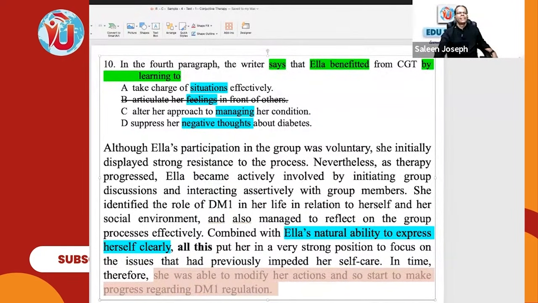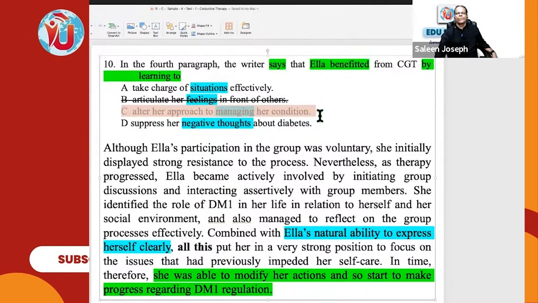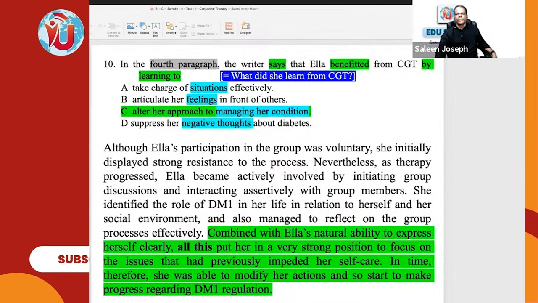So that is the answer, right? It means she altered her approach to managing her condition. Is that clear? A, take charge of situations effectively. They are not bothered about situations, they are about condition, right? You get it? Suppress her negative thoughts about diabetes. Does the text mention that anywhere? Negative thoughts are not mentioned.